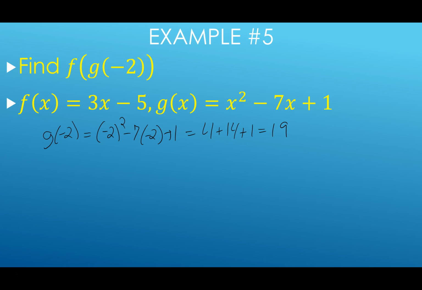Now, since they want f of g of negative 2, now we need to find f of 19. So it'll be 3 times 19 minus 5, 57 minus 5, 52. Okay. So that's the idea behind evaluating a composition. You just work inside out. G of negative 2 yields 19. So then this becomes f of 19. And then we plug the 19 in for x for f and then solve that out.